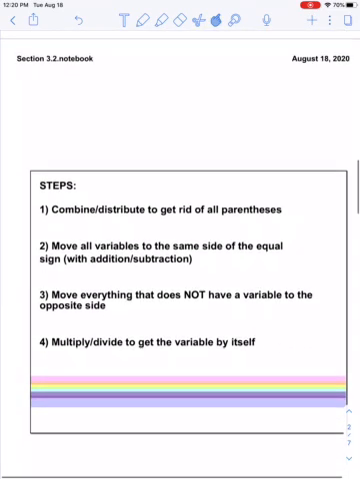So you're going to have some blanks to fill in on this slide. If you need to pause it so you can fill them in, that's fine, but I'm just going to go through them quickly. So you have to combine and distribute to get rid of parentheses.